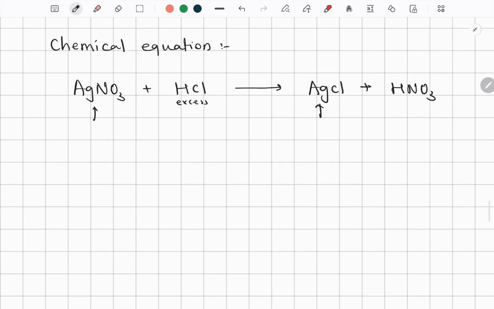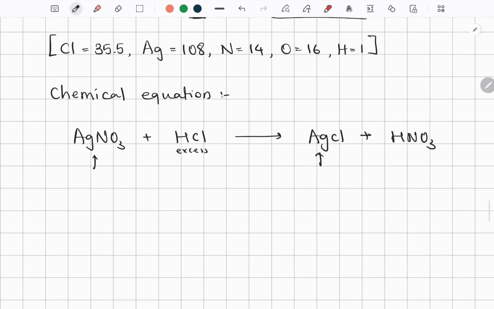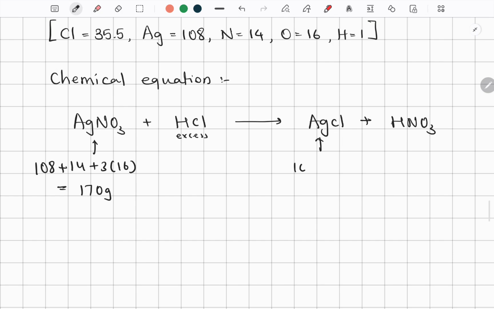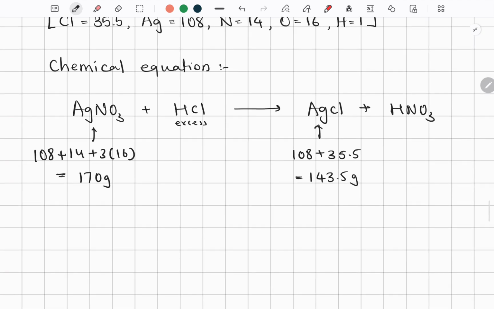The molecular weight of AgNO3: silver is 108, nitrogen is 14, and 3 oxygens, that is 3 into 16. When you add all this, it becomes 170 gram. Now AgCl: silver is 108 and chlorine is 35.5, so it becomes 143.5 gram.